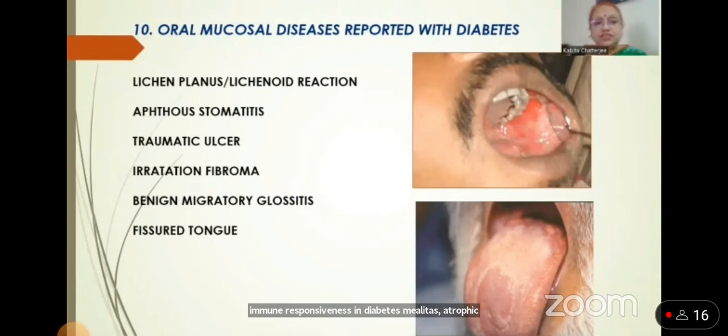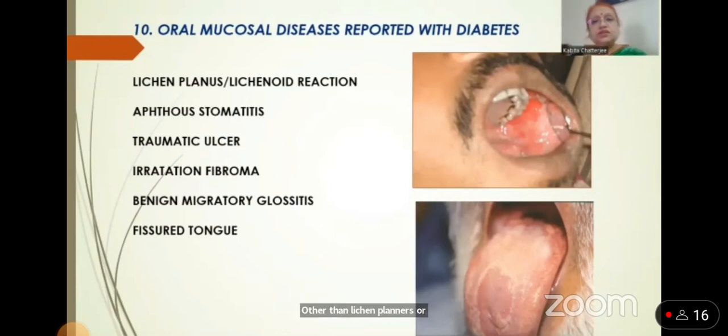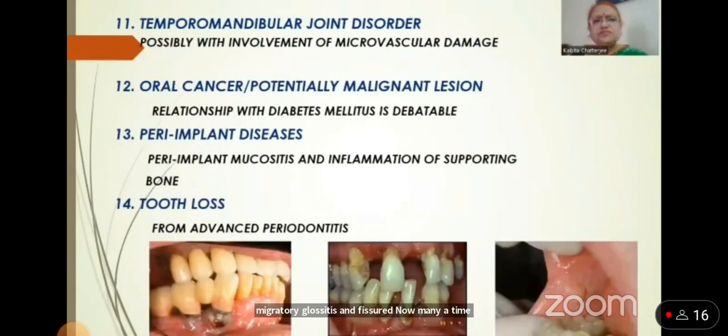Other than lichen planus or lichenoid reaction, there are very painful aphthous stomatitis, traumatic ulcer, irritation fibroma, benign migratory glossitis, and fissured tongue. Now, many a time there is temporomandibular joint disorder, possibly with involvement of microvascular damage.